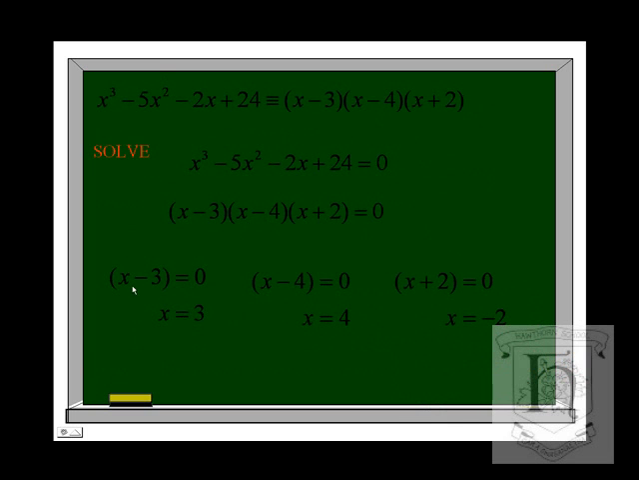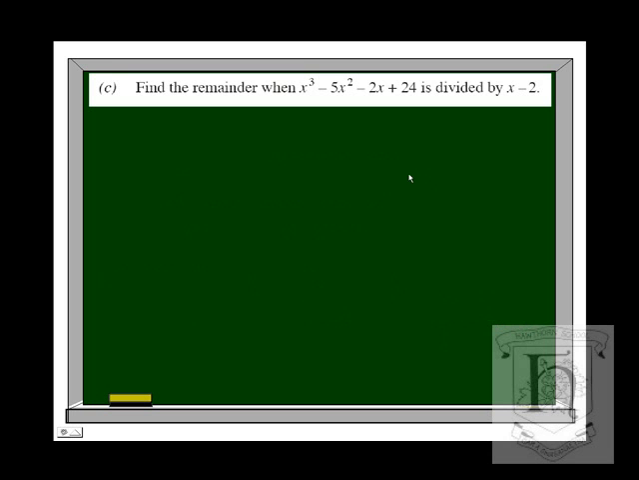x equals 3, x equals 4, x equals minus 2, coming from x minus 3 equals 0, x minus 4 equals 0, x plus 2 equals 0. Part B is done. The last part is the quickest. We have the remainder theorem.